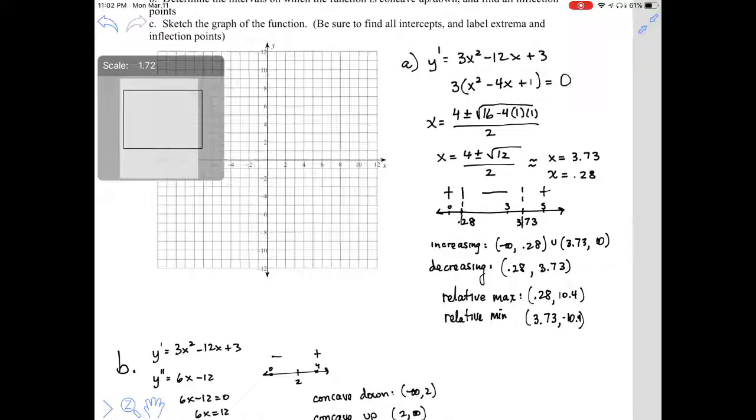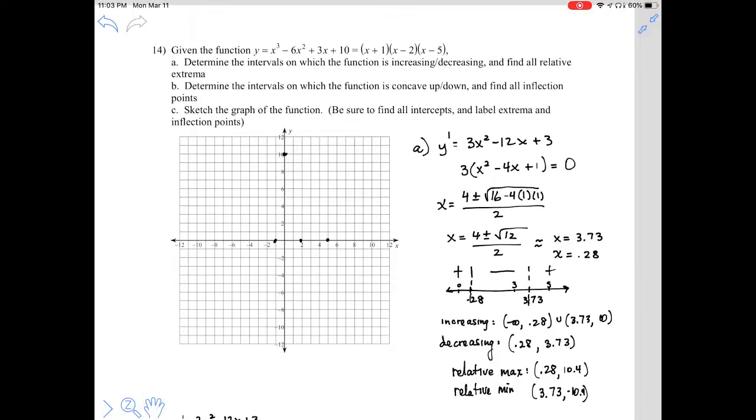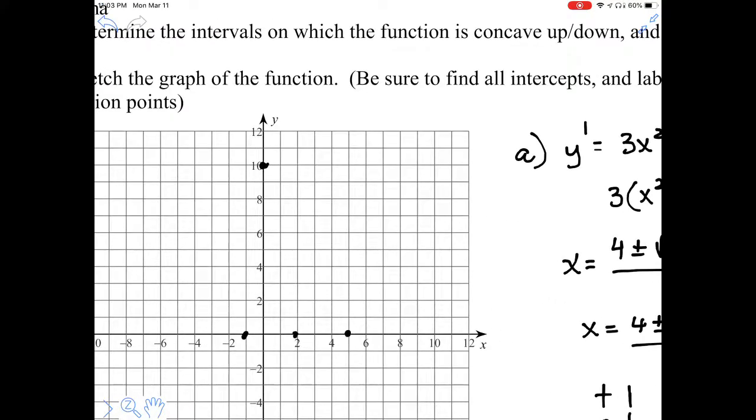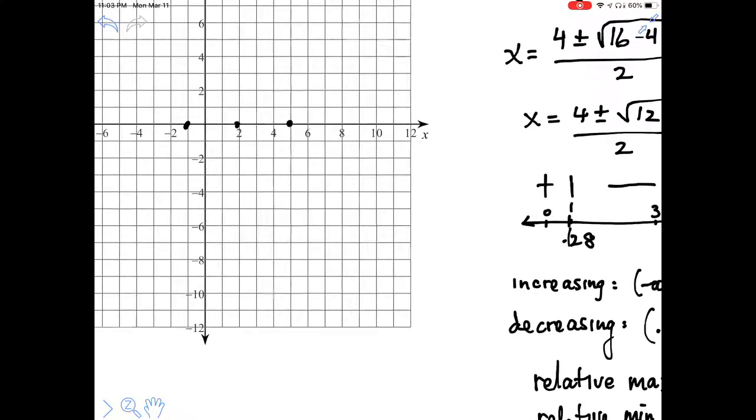Okay, so sketch the graph. We need to find all the intercepts. The y-intercept comes from letting x equal 0, so I know the y-intercept is going to be 10. The x-intercepts are found from the factored form, which is why that's provided. All that really is there for is to give you the x-intercepts, so I know there's one at negative 1, positive 2, and positive 5. And then my relative extrema: 0.28, 10.4, so yeah, that's right about there. And then 3.73, negative 10.4.